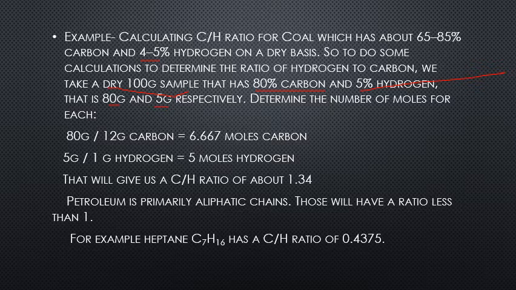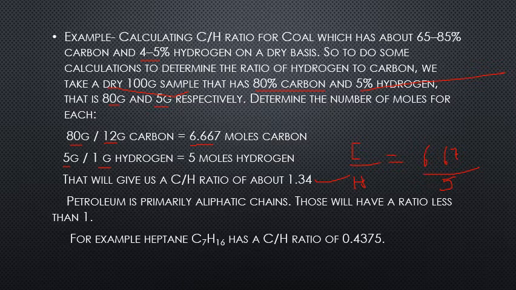So to determine the number of moles for each, that is 80 gram upon 12 gram. 12 gram is the atomic weight of carbon, that gives around 6.67 moles of carbon. 5 gram upon 1 gram of hydrogen, 1 gram is the atomic weight of hydrogen, which gives 5 moles of hydrogen. So the C by H ratio is equal to 6.67 upon 5, that is 1.34.